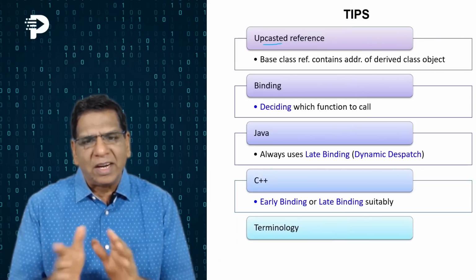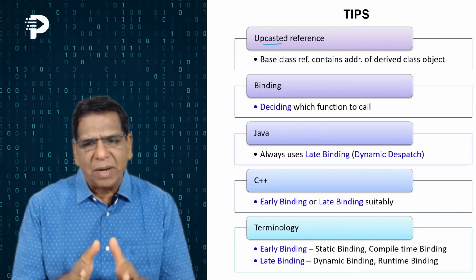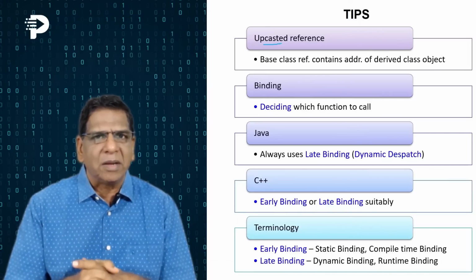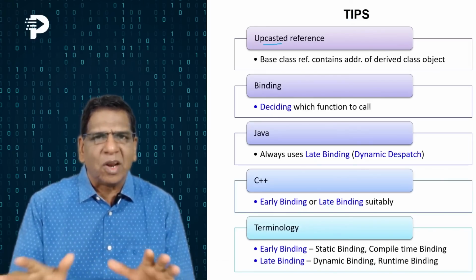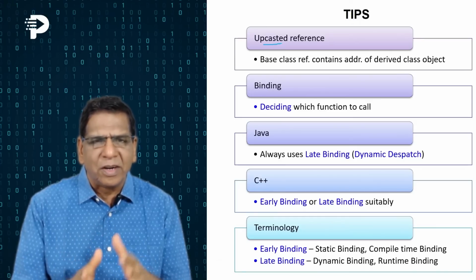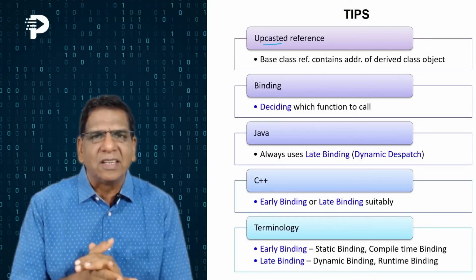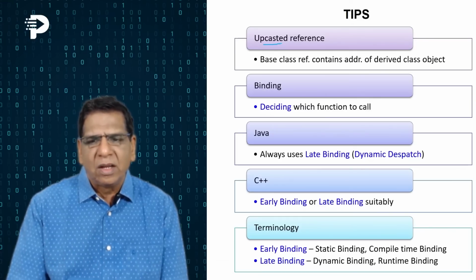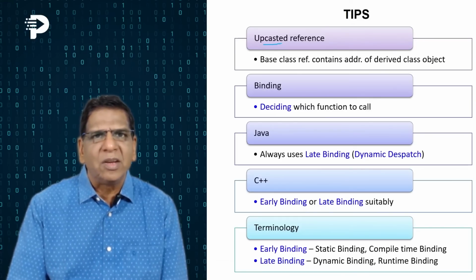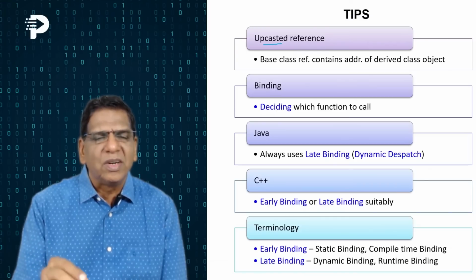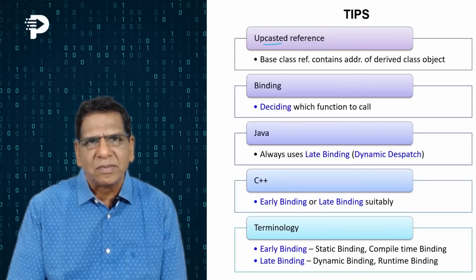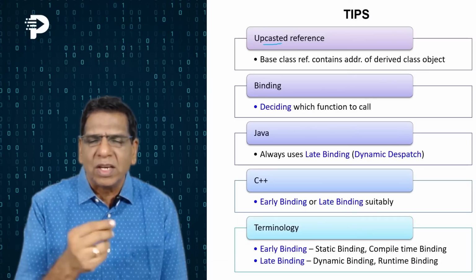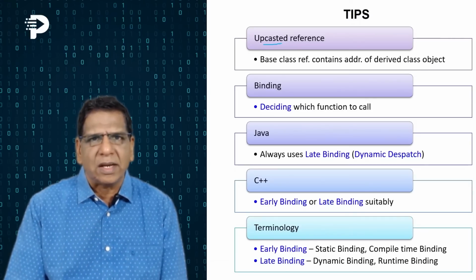Early binding and late binding are also known as static binding and dynamic binding, or compile time binding and runtime binding. This terminology might be different in different languages, but basically the concept is the same. Java lets you do only late binding, or only runtime binding, or dynamic dispatch. Early binding cannot be done in Java because in Java you can never create objects on the stack.